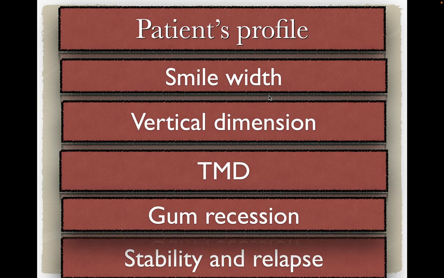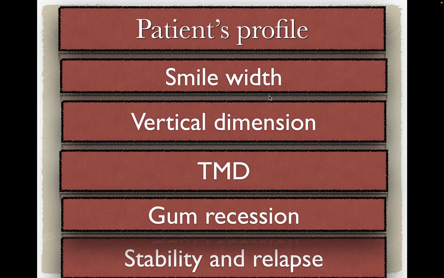TMD: there's no evidence to suggest that extraction will result in a TMD problem, rather than starting the treatment will result in development of TMD. Gum recession: again, if you do proclination of the lower incisors, the recession will be more dependent on the thickness of the attached mucosa, the oral hygiene of the patient, and how he brushes his teeth, aggressive or not, rather than how much you procline your lower incisors. And we saw that after 5 years there's no difference, and even after 20 years.